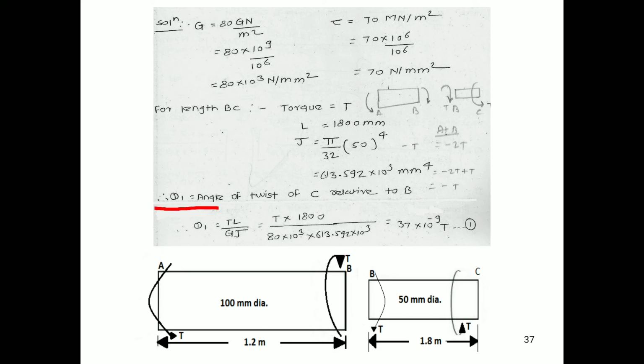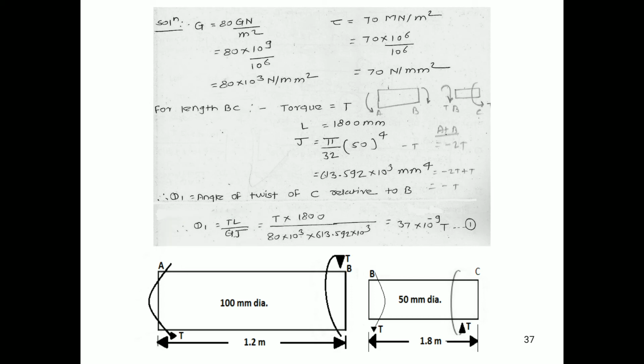Theta 1 is the angle of twist of C relative to B, because we have applied the torque at its free end. Therefore the angle of twist will be of C relative to B. By using the torsional formula we have theta 1 equal to TL upon GJ. This concept we have already discussed earlier.